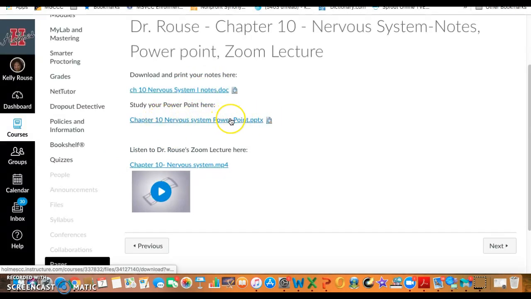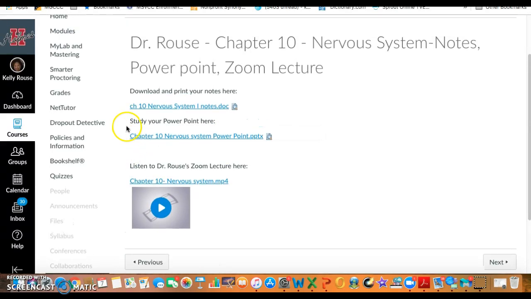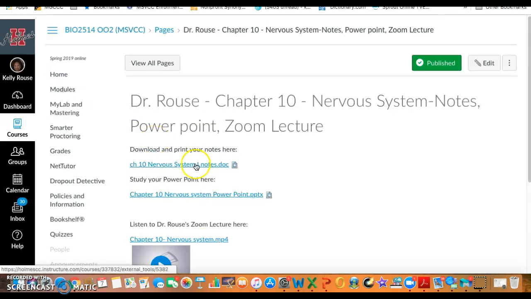You can print your PowerPoint if you would like, but you're going to have this information because your final exam is going to be comprehensive. So make sure that you're keeping up with everything so that you'll have everything nice and neatly organized so that you can study for your final.